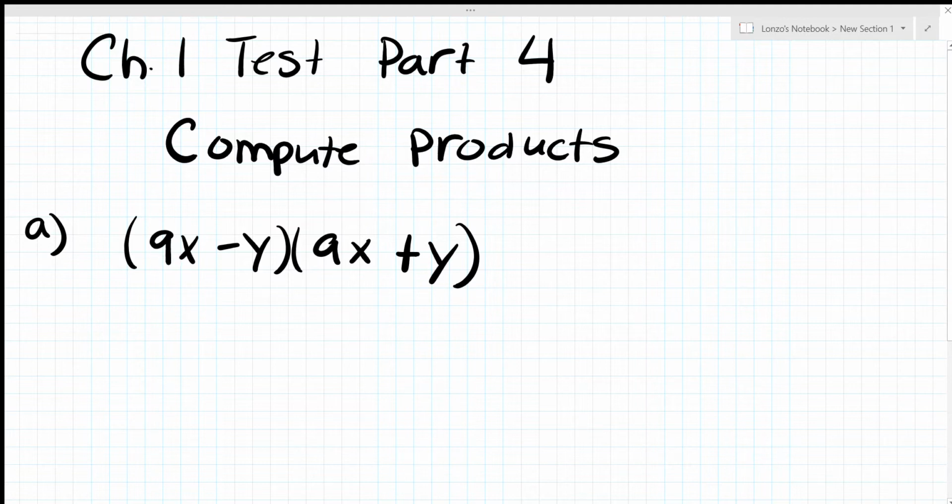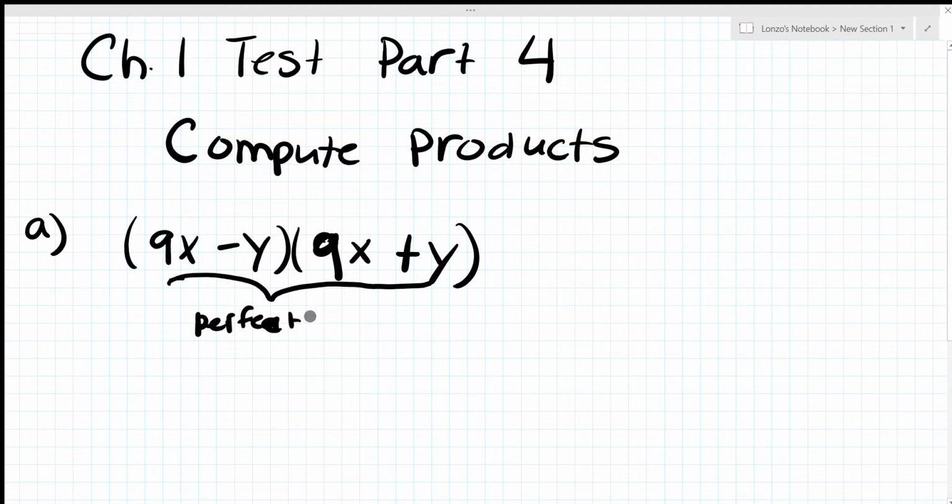The first problem says we have to multiply 9x minus y times 9x plus y. We're not going to factor, we're actually foiling. We're multiplying. You could do it the old-fashioned way, multiplying each step, or if you remember my videos on factoring and foiling polynomials, you can use the rule called the perfect square.